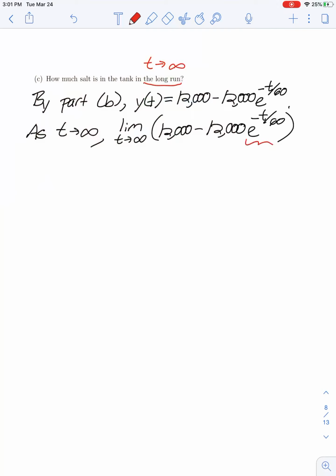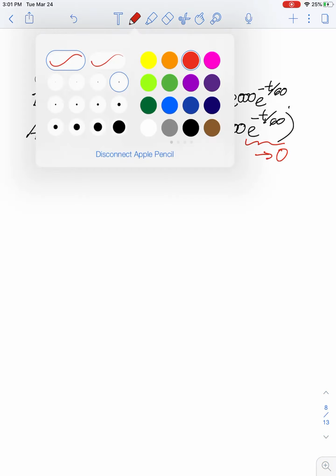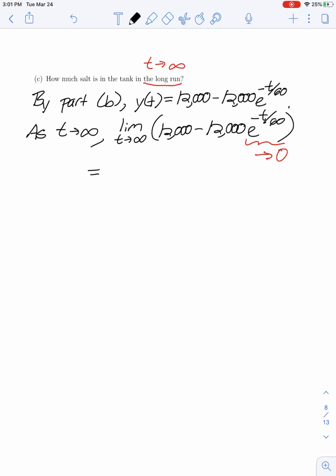And the only term which depends on t is this exponential term, e to the negative t over 60, which will decay to 0 as t becomes large. So we're left with just the limit of a constant, 12,000, which is 12,000. Again, we're measuring in grams, or we might say 12 kilograms, depending on what our unit of interest is.